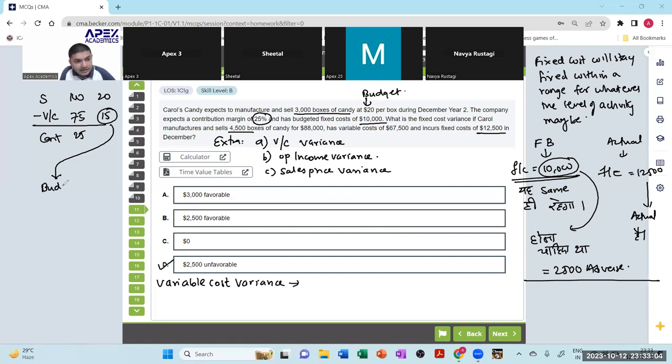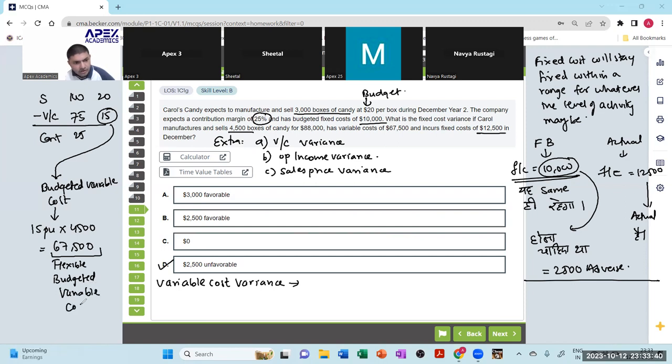So what is this? This is your budgeted variable cost, correct? Now what will be your variable cost in flexible budget? 15 per unit multiplied by how many? 4,500 units. 15 multiplied by 4,500. What is your answer? 67,500. 67,500 is what? Flexible budgeted variable cost. Agreed or disagreed? Yes or no? Yes, sir.